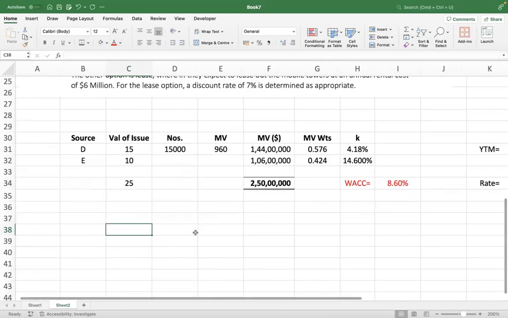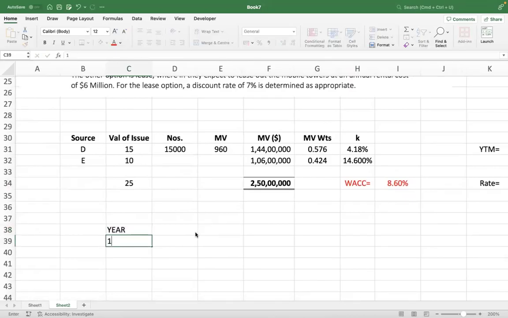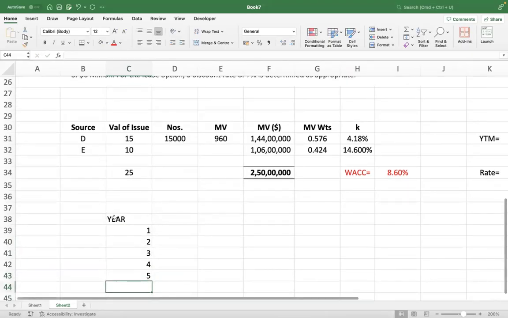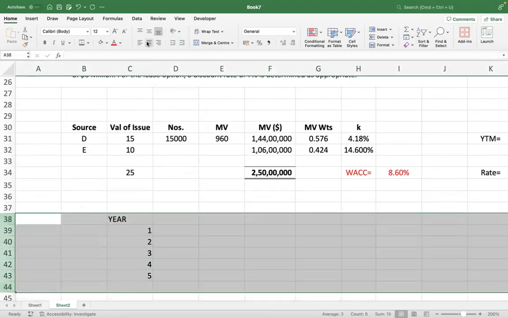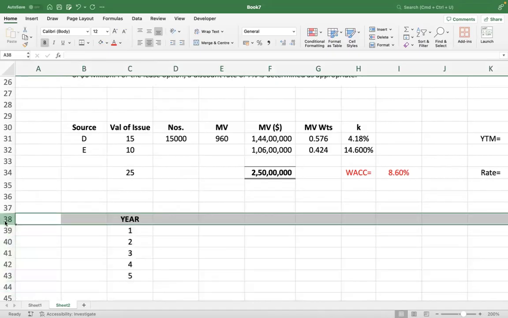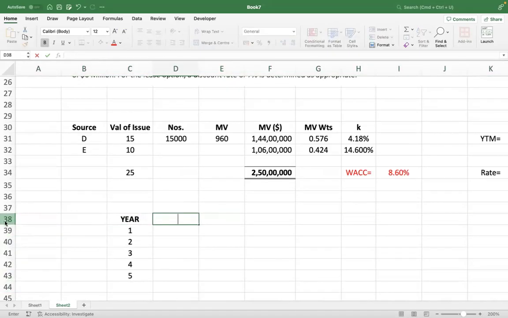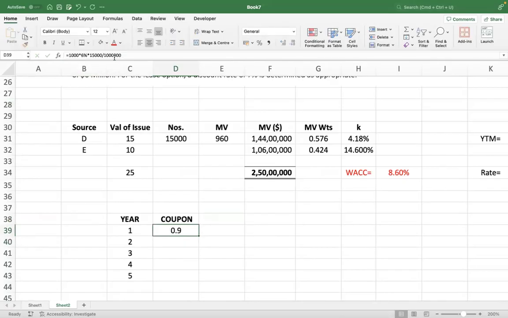So now if I want to put down my cash flows here for all the 5 years, 1, 2, 3, 4, 5, I'll first put all my cash flows. What is your first cash flow? Coupon payments. How much is the coupon payments? $1,000 into 6% per bond into 15,000 bonds, and then divided by 1 million. Isn't it? Because I'm expressing it in millions. So that is your coupon payment.